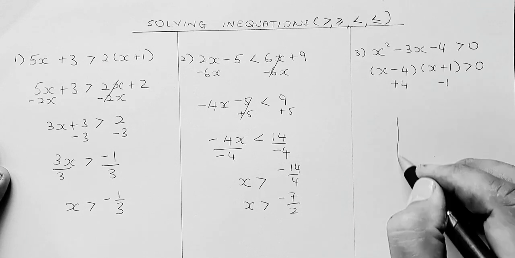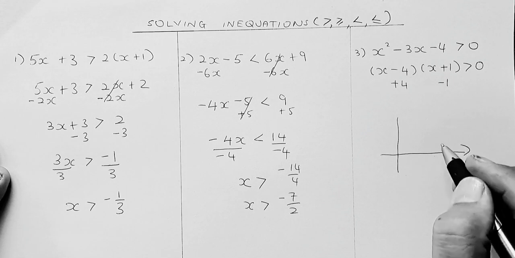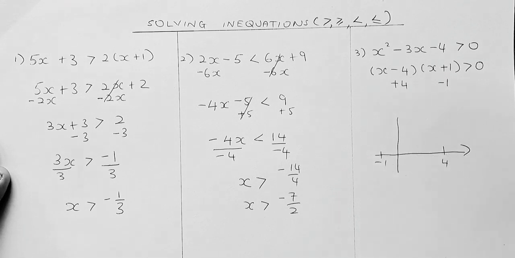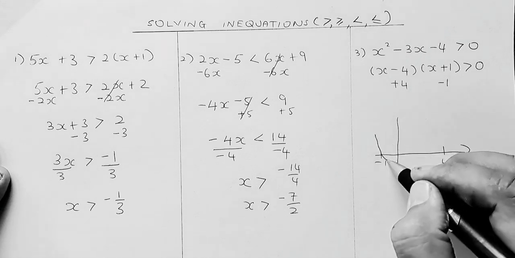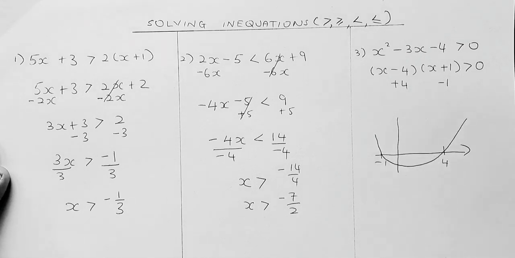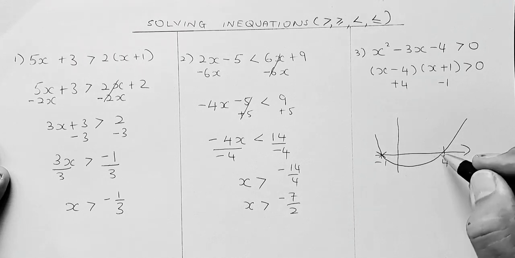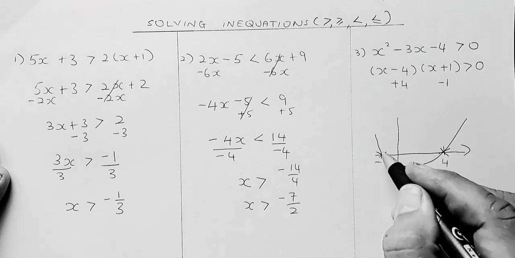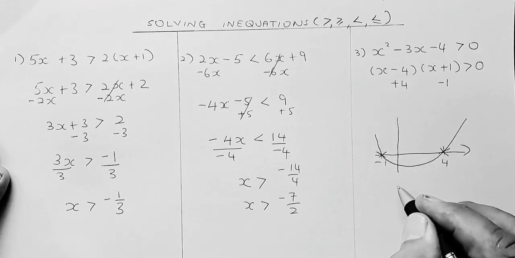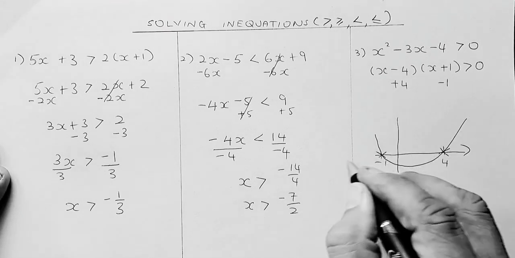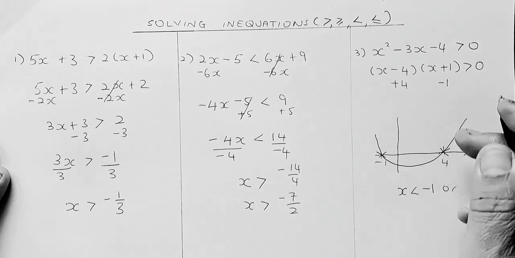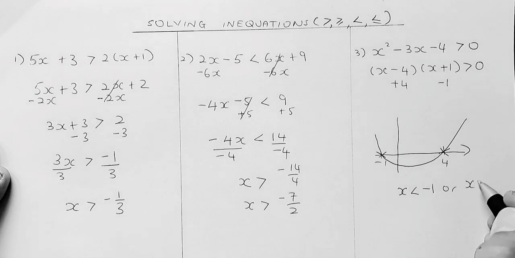So you draw a quadratic graph, okay? So it's going to be 4 and negative 1. A quadratic graph is a U shape, and the roots are minus 1 and 4. So you need to find which part of the graph is greater than 0. This part is greater than 0 and this part is greater than 0. So your solution is going to be x from here onward, less than negative 1, or this side onward, x is greater than 4.